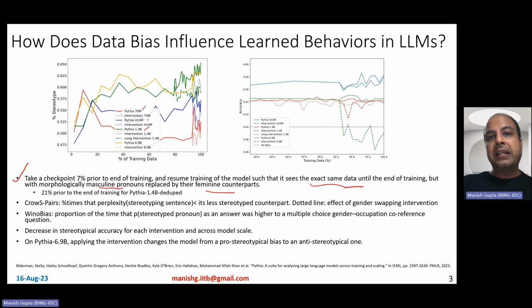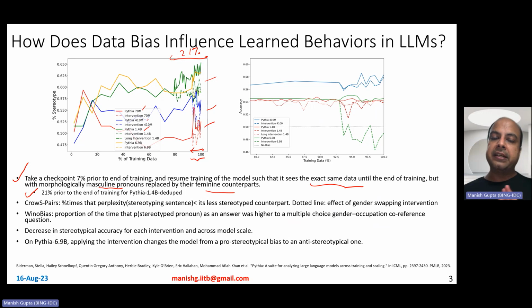In a way to actually handle the gender bias. Okay. So what you see here is that for the last 7%, 93 to 100%, you will see that there are two red curves, two blue curves, two green curves, and two yellow curves also. Except for the green one, where this actually starts from 21%. So for the Pythia 1.4 billion checkpoint, they basically do this 21% before the end of the training.